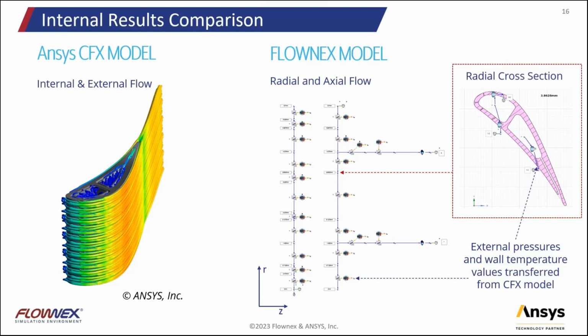Just a reminder of what we discussed a few slides earlier. On this model over here on the right-hand side, we're coupling both the flow and heat transfer. So the exit pressure on each of those film cooling holes is the actual pressure value on that boundary condition, passed in through the CFX model, and the wall temperatures for each of the heat transfer components are also specified from the CFX model, keeping that full conjugate heat transfer coupling.